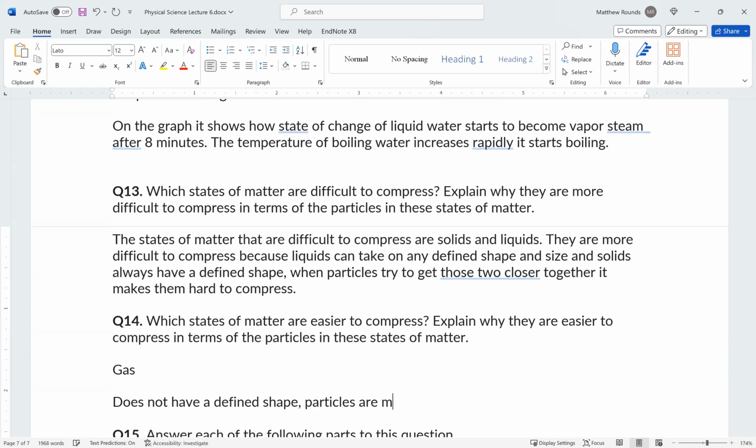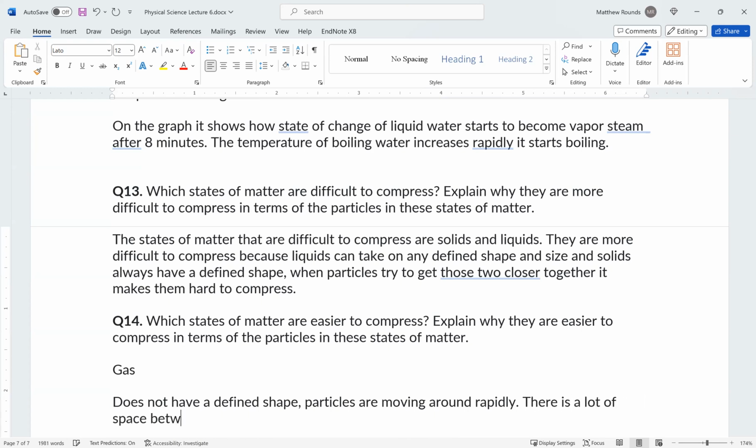Particles are moving around rapidly, something like that. Okay. You could also add in there that there is a lot of space between the particles.